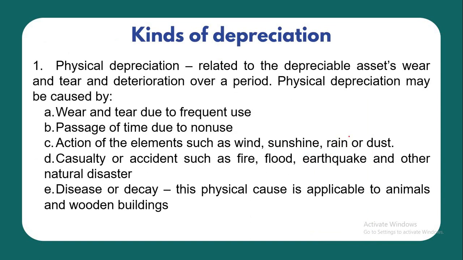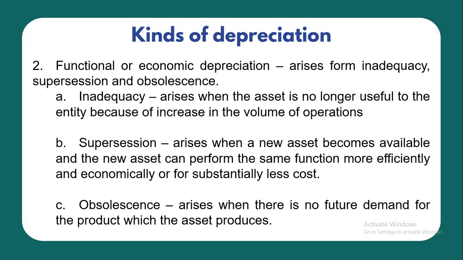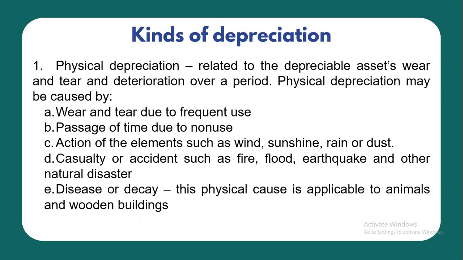Now, there are two kinds of depreciation. We have the physical depreciation and the functional or economic depreciation. First is physical depreciation. It is related to the depreciable asset's wear and tear and deterioration over a period. So we can assess that such asset is already depreciated because of its physical appearance.